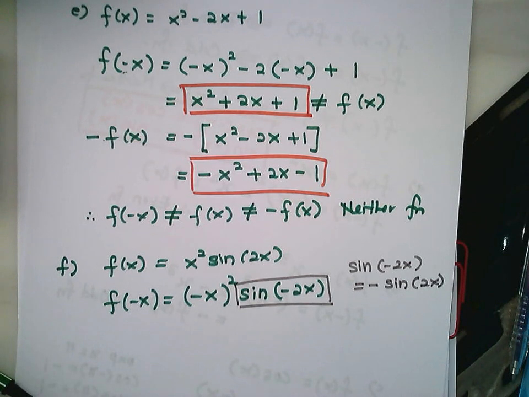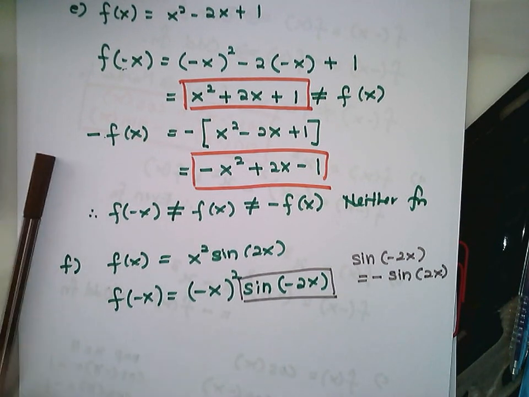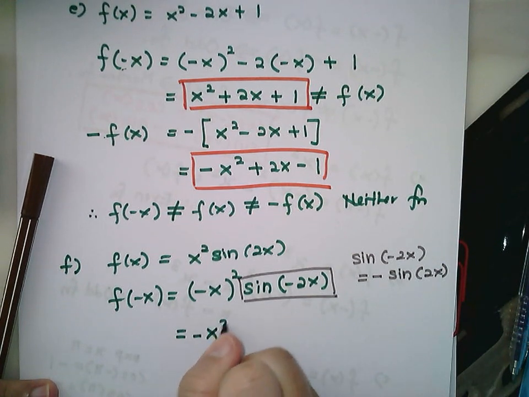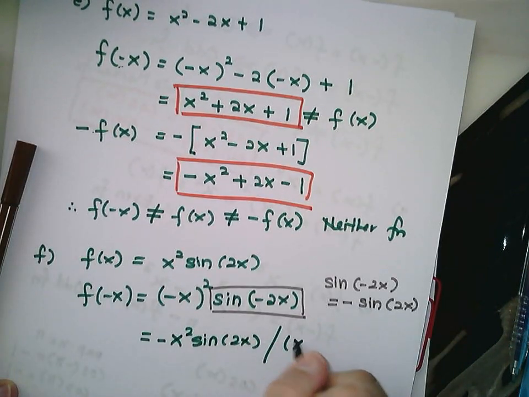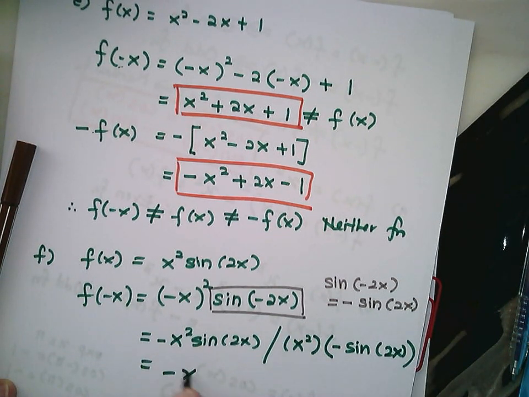Okay, but be careful when you want to write the negative sign. It should be this way: negative x squared sine 2x, or you can just write it as x squared, the first one, multiplied by negative sine 2x. So therefore you will have negative x squared sine 2x.